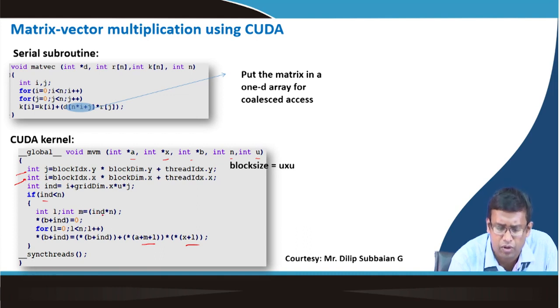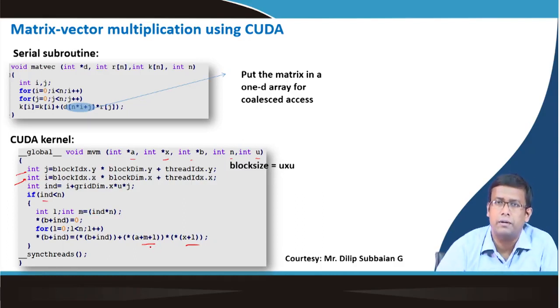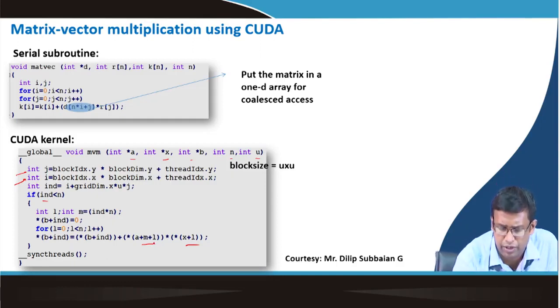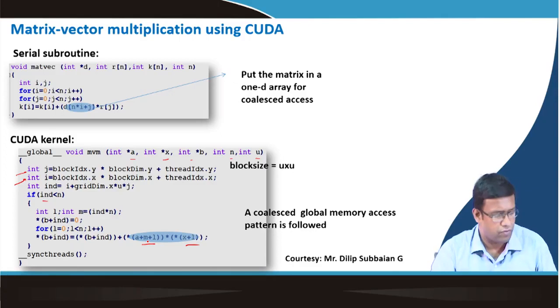From the row index, it finds out the total number of elements covered in the previous rows and goes to the particular row. It covers the previous rows and looks into the location of the particular column of that row. So that's why we are using a coalesced memory access here. A coalesced global memory access pattern is followed, and this gives us better speed up.